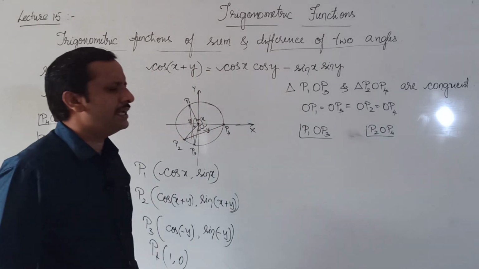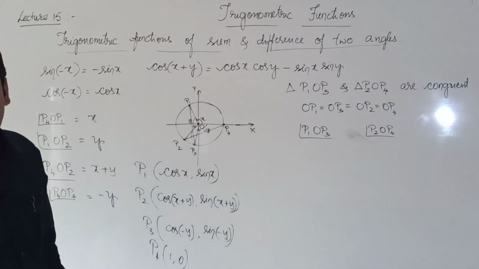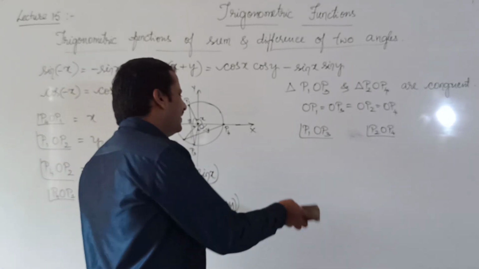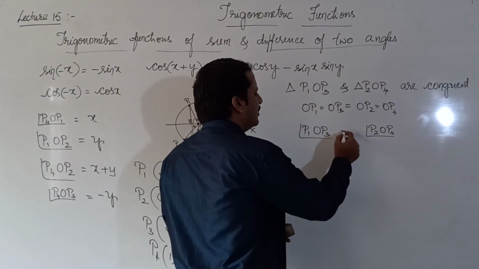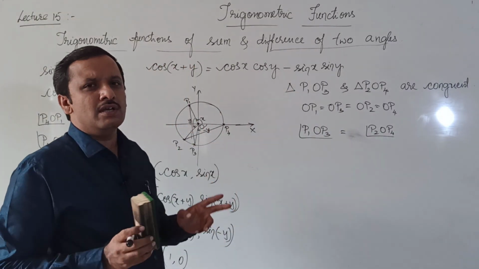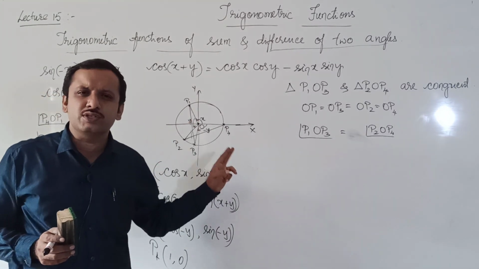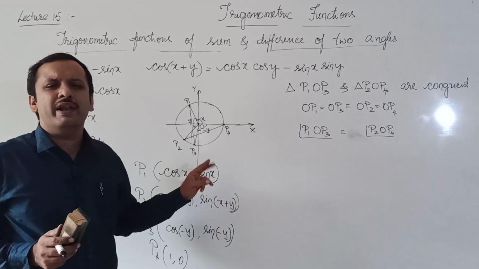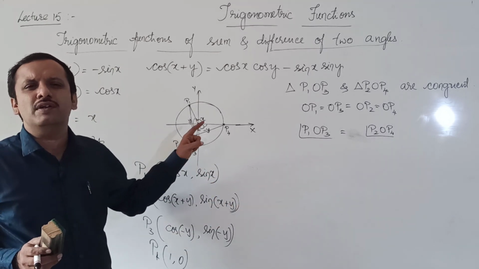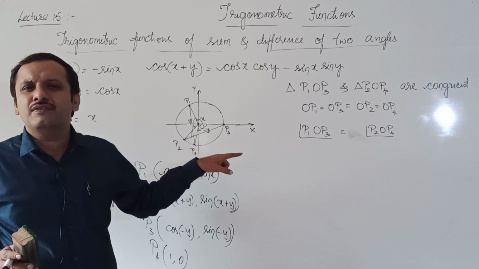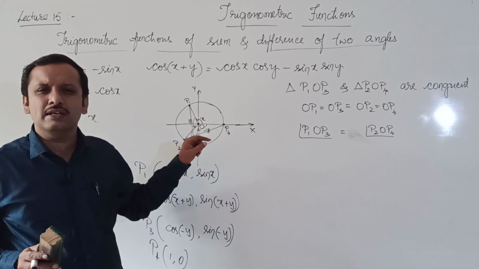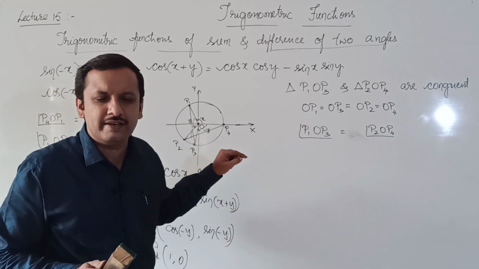Triangle P1 O P3 and triangle P2 O P4 are congruent. They are congruent because two sides of the first triangle are equal to two sides of the second triangle, and one angle of the first triangle is equal to one angle of the other triangle. What do you call it? SAS rule, right?